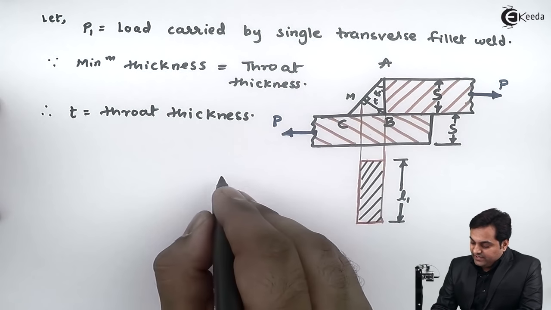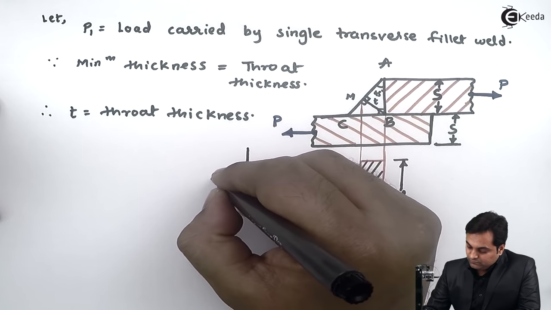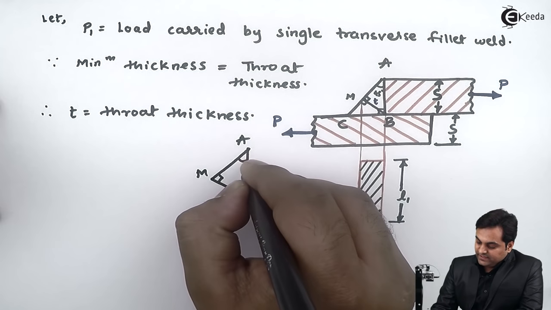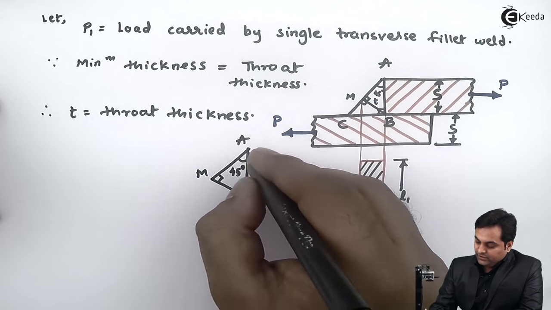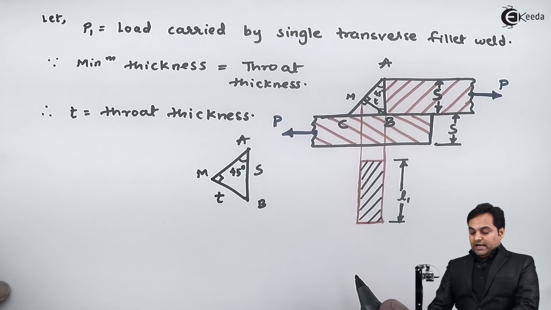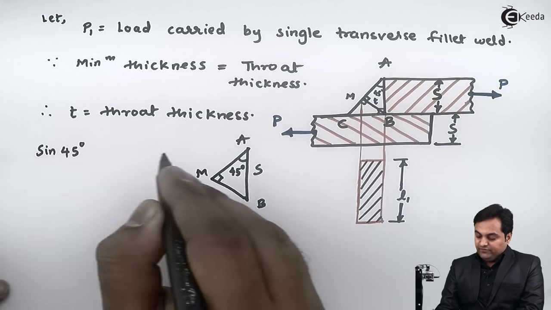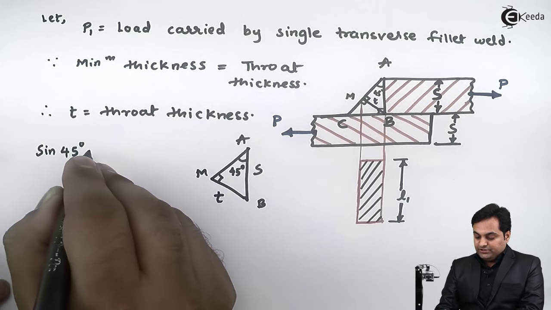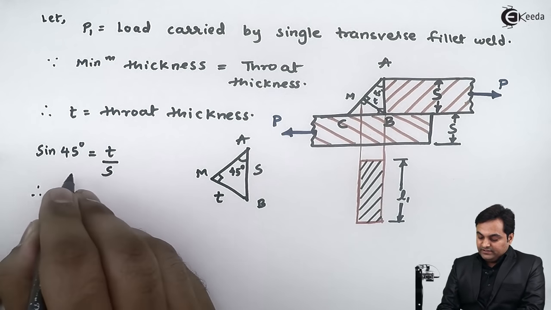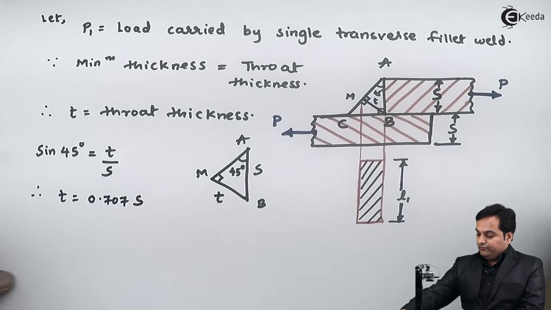So, if I take this triangle out, that is, if I am enlarging it, here this is the triangle AMB. This angle is 45 degree. Here AB is equal to S. BM is equal to T. So here I'll use the formula of sine, that is sine theta, sine 45 degree is opposite by hypotenuse. Opposite is T, hypotenuse is S. So therefore here I get the value of t, that is sine 45, that will give me 0.707 into s. So this is the value of throat thickness.